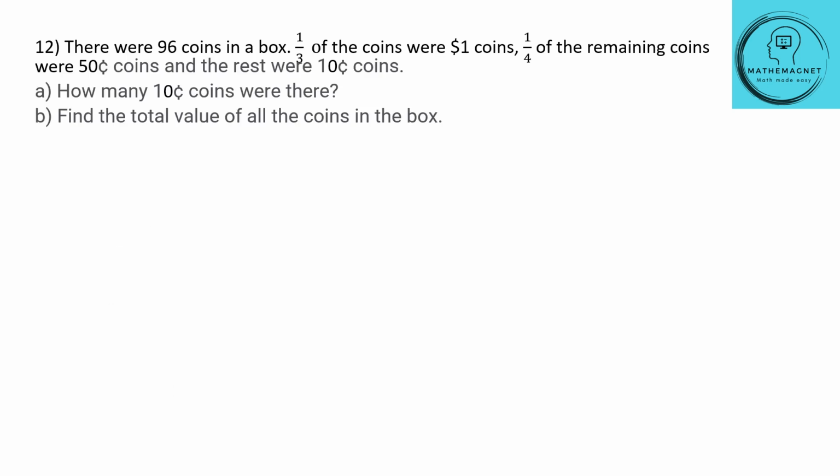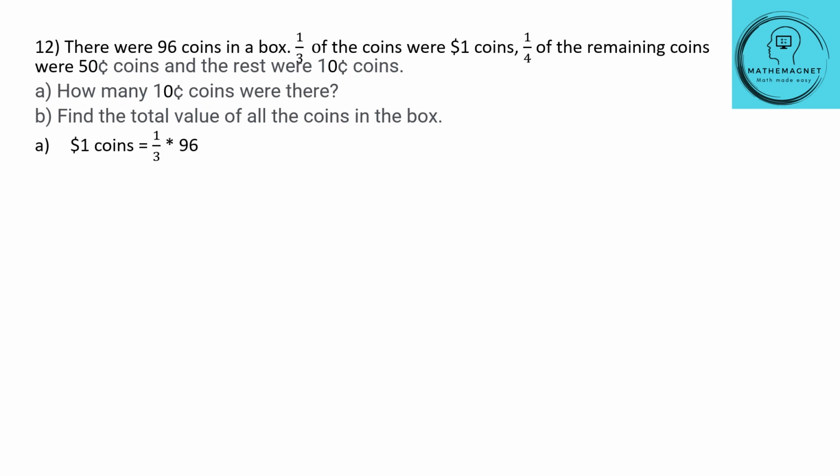Let's look at the next question. Question number 12. There were 96 coins in a box. 1 by 3 of the coins were $1 coins and 1 by 4 of the remaining coins were 50-cent coins and the rest were 10-cent coins. They are asking us to find how many 10-cent coins there were and the total value of all the coins in the box, the value of all the 96 coins.